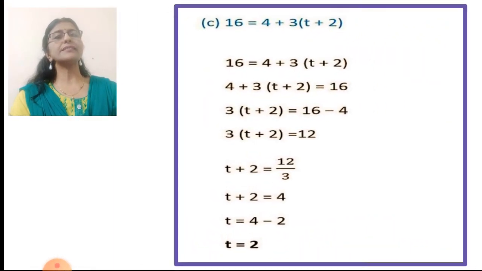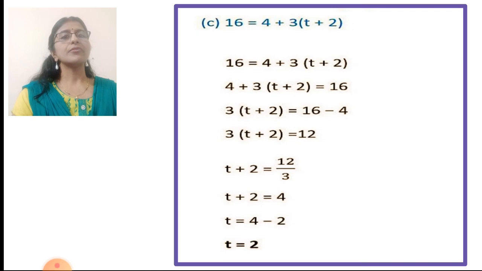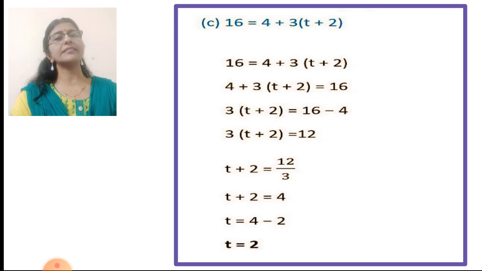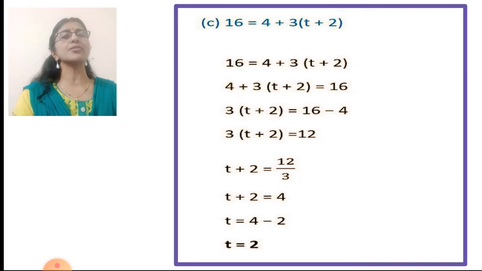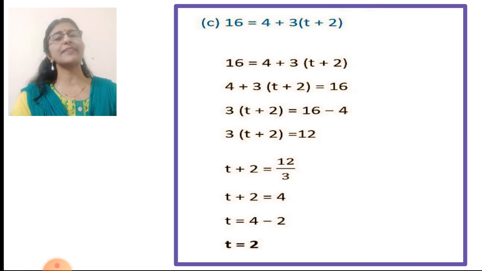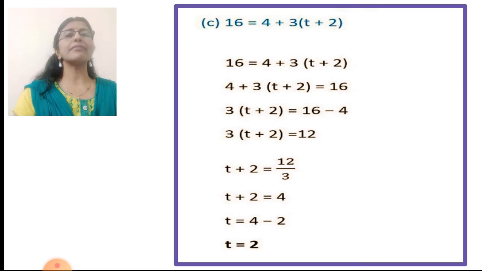Now next question, 16 is equal to 4 plus 3 bracket t plus 2. So we will write the question, and we will take the right hand side of the equation to the left hand side. We will just exchange their position. We'll write 4 plus 3 bracket t plus 2, because this term has the variable, so we'll write this on the left hand side as we have decided. And on the right hand side we will write down 16.